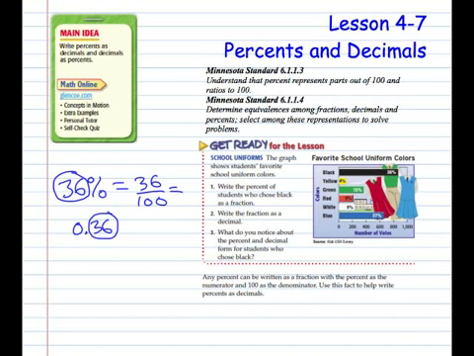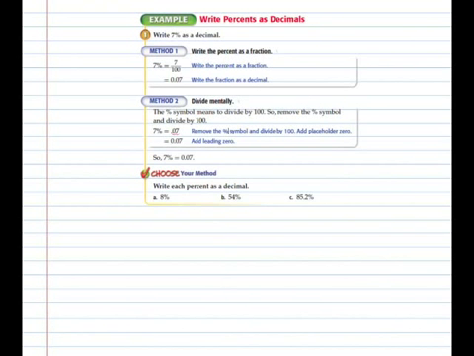8% can be written as a fraction with the percent as the numerator. There's our percent as the numerator, and 100 as the denominator, because percent means per 100. Use this fact to help write percents as decimals. 7% as a decimal. 7% means 7 out of 100, using place value, 0.07. The 7 being in the hundredths place.